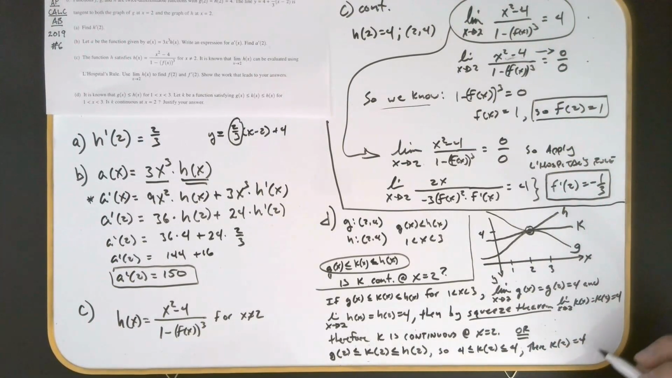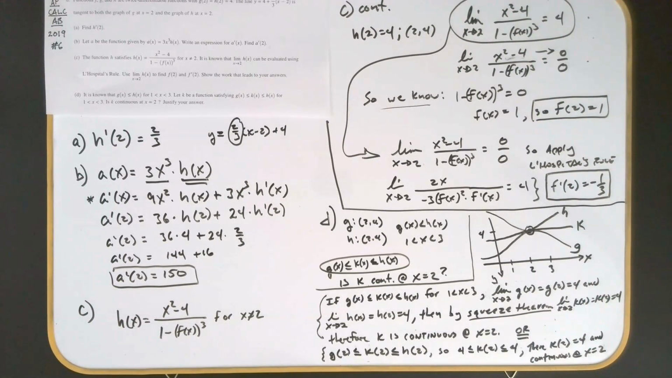And if you wanted to complete it, you could say K is continuous at x equals 2, because it equaled 4 by our statement here. So you could have gone the more sophisticated route here with the squeeze theorem, or you could have just gone down here and kept it basic.